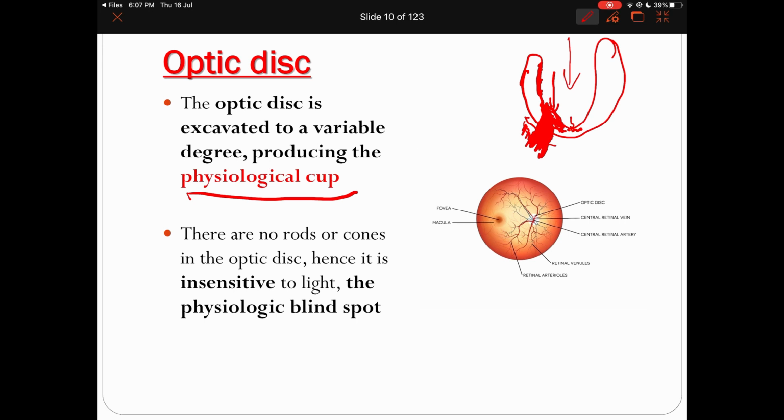So the optic disc is basically the physiological blind spot. If there is any other blind spot in a part of the retina other than this physiological blind spot, that will be called a pathological blind spot, you call them scotoma. This will happen when any part of the retina has a problem.